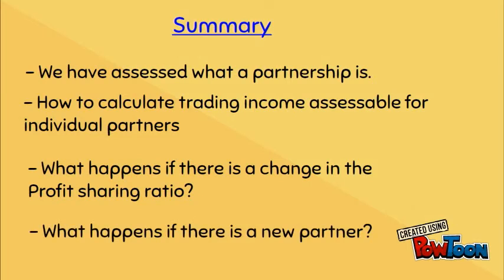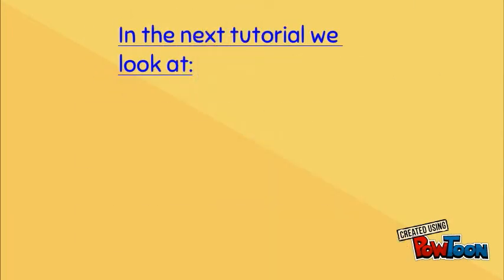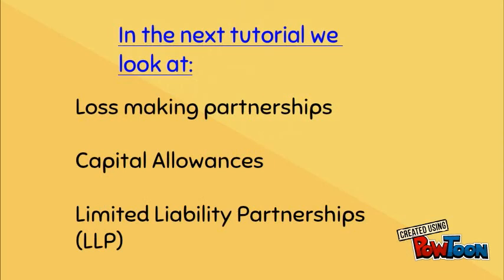So in summary, we have assessed what a partnership is, how to calculate trading income assessable for each individual partner, what happens if there is a change in the profit sharing ratio, and what happens if there's a new partner admitted into the partnership. In the next tutorial, we will look at how to deal with loss-making partnerships, how to deal with capital allowances, and analysing limited liability partnerships.